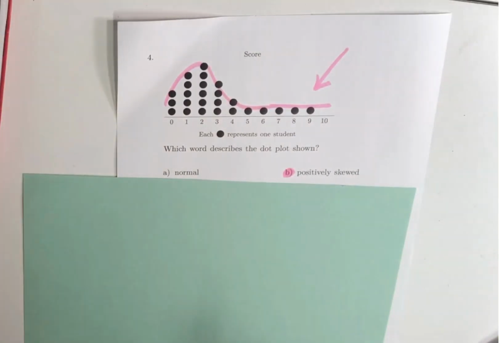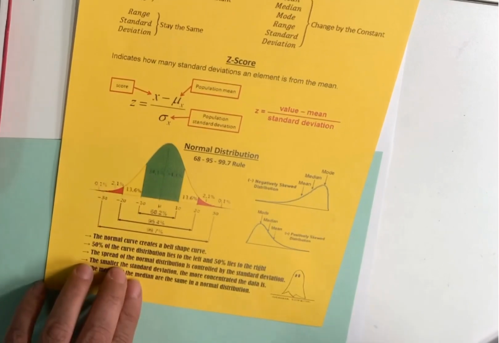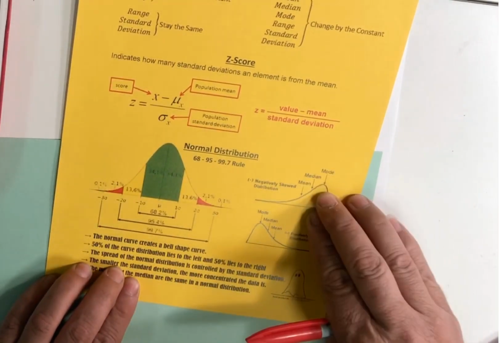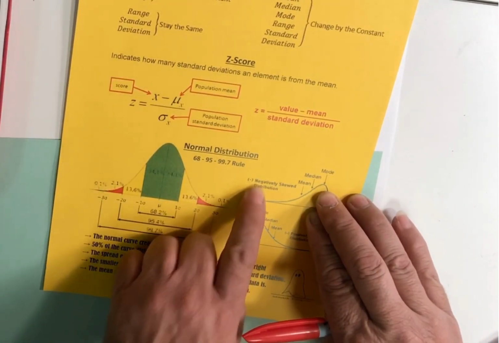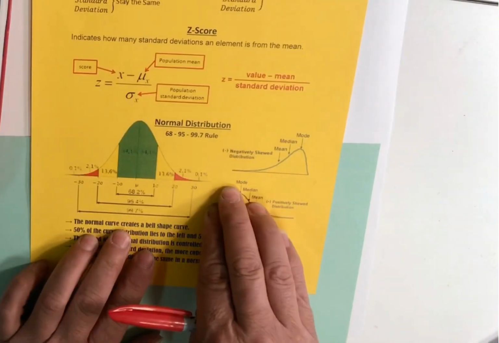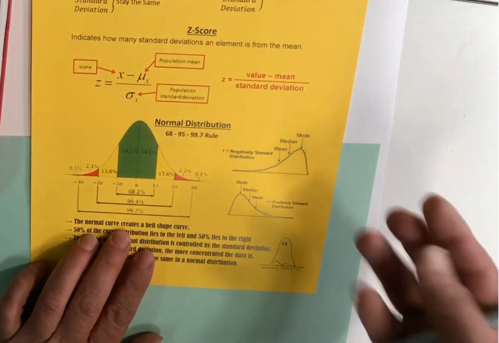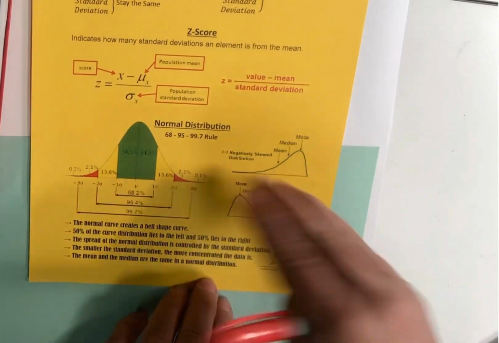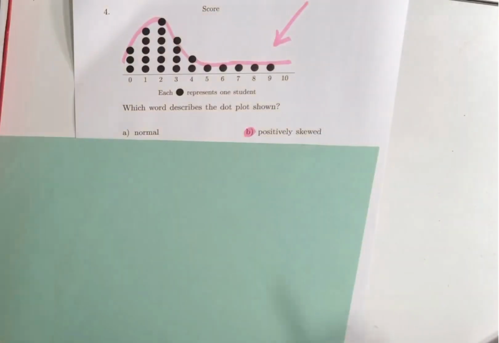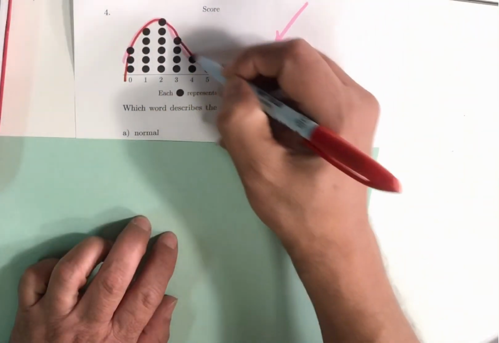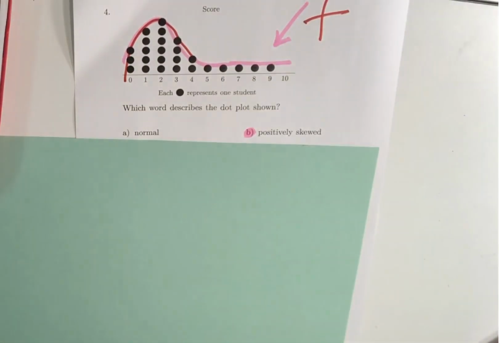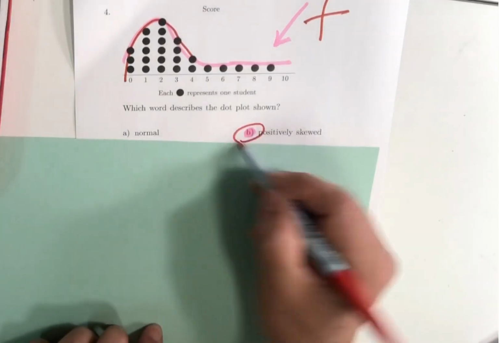Let's move on to number 4. I'm going to take you back to your notes, and you're going to see that when all the data points are on the right, it is negatively skewed. When all the data points are on the left, it is positively skewed, because it will take a lot of positive numbers to make this a normal curve. So all the points are on the left, so this is positively skewed, letter B. That's it for number 4.